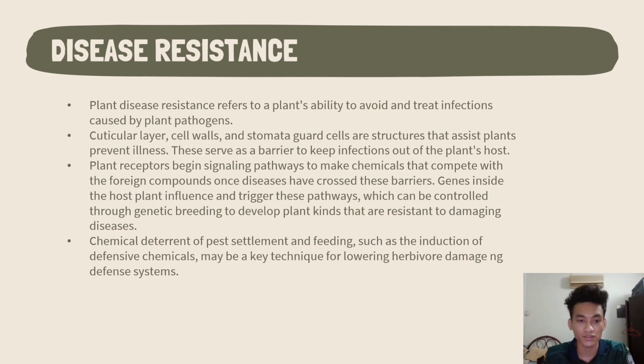Plant receptors begin signaling pathways to make chemicals that compete with the foreign compound once disease has crossed this barrier. Genes inside the host plant influence and trigger this pathway, which can be controlled through genetic breeding to develop plant kinds that are resistant to damaging disease. And chemical deterrents of pest settlement and feeding, such as induction of defensive chemicals, can be a key technique to lower herbivore damage.